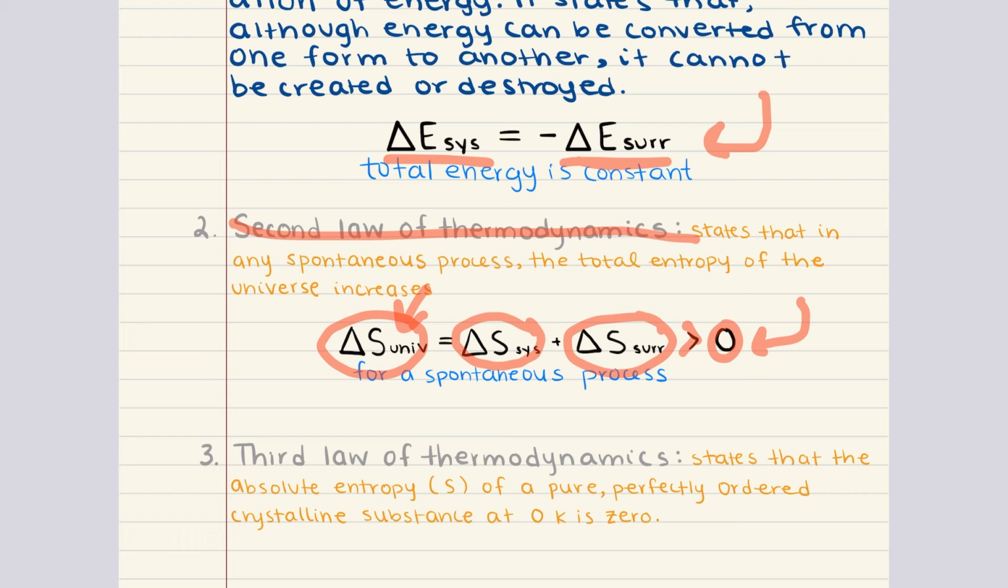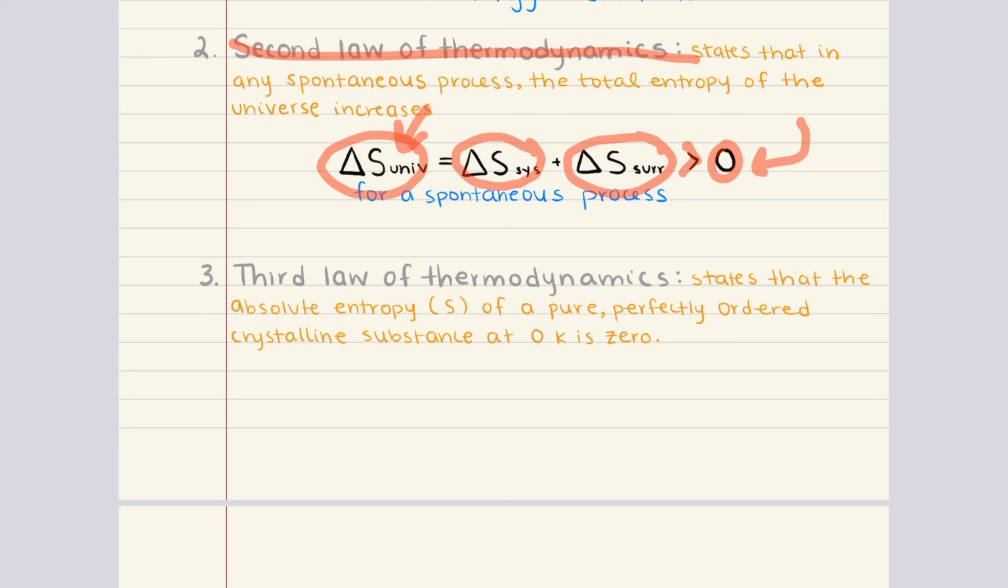Finally, the third law of thermodynamics gives us a reference point for entropy. It states that the absolute entropy of a pure, perfectly ordered crystalline substance at absolute 0 is 0. At this point, the particles are in their most ordered state, and there is only one possible microstate, leading to 0 entropy. This law helps establish a baseline for entropy values, and it allows us to quantify entropy changes by comparing them to this 0 entropy reference at 0 Kelvin.